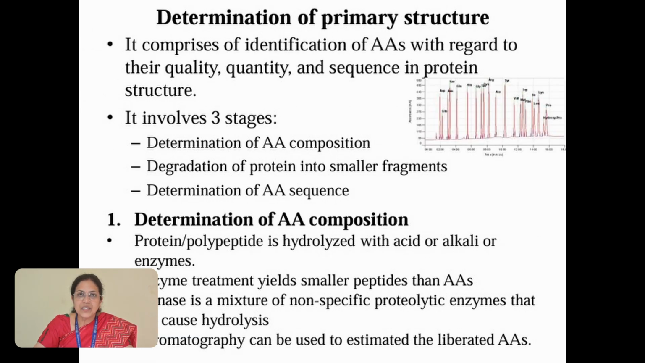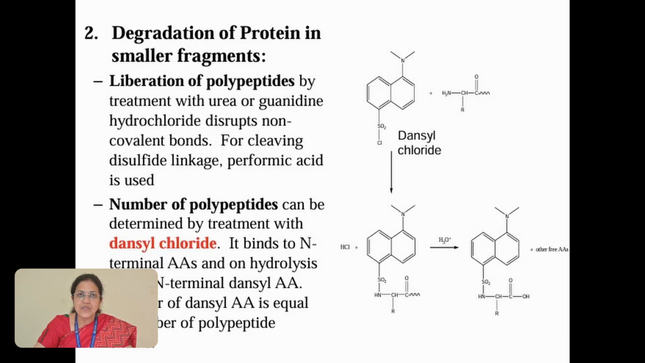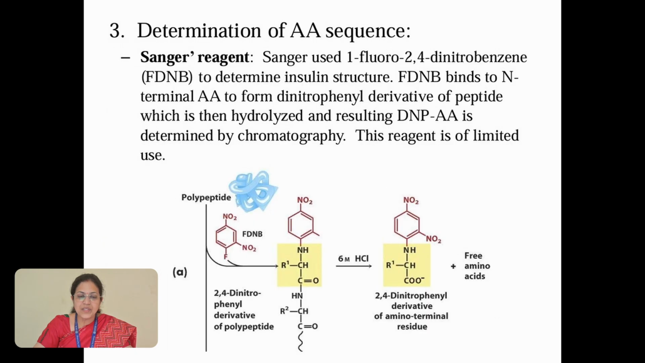Now coming to the determination of primary structure. Primary structure is identified by the sequence of the amino acids, which are arranged in a linear arrangement. Three different mechanisms or processes are involved in the identification of primary structure: determination of amino acid composition, degradation of the protein into smaller fragments, and determination of amino acid sequence.